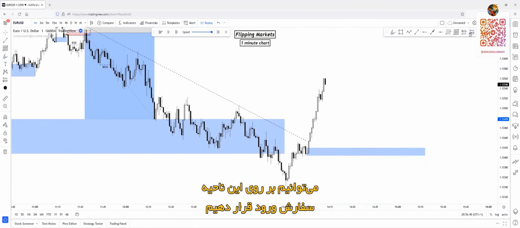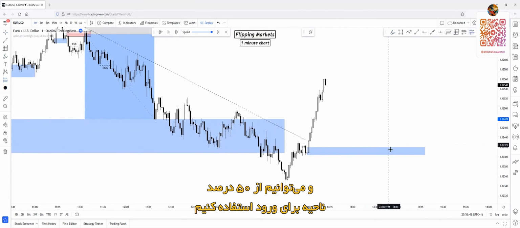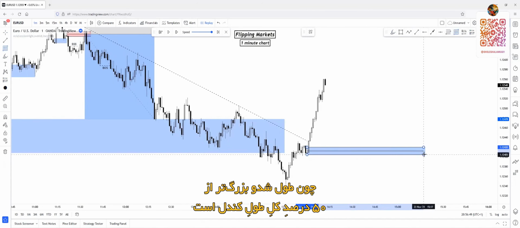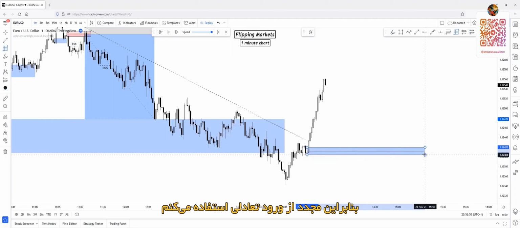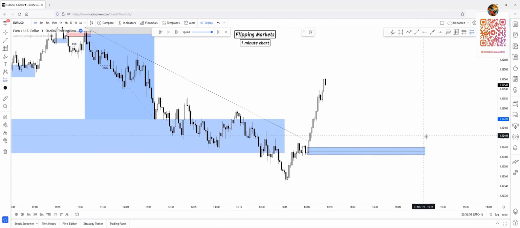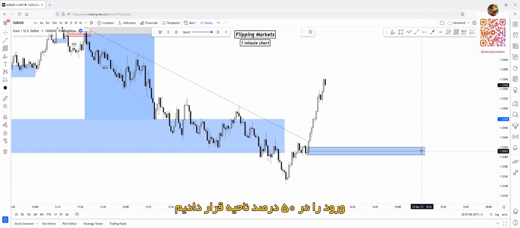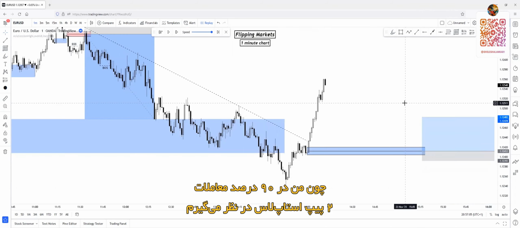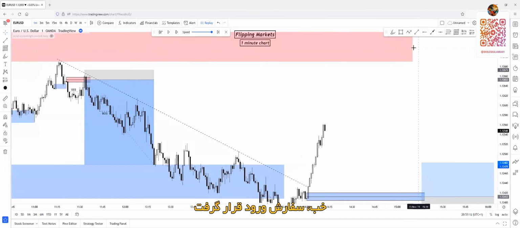We can set an order limit on this one, and we can use the 50% of the zone because this will be another equilibrium entry, as you can see, because the wicks are bigger than 50% of the whole body. So I will just use the equilibrium entry again. 50% entry set, 2 pip stop loss again, because 90% of the time I use a 2 pip stop loss. So it has just been set.